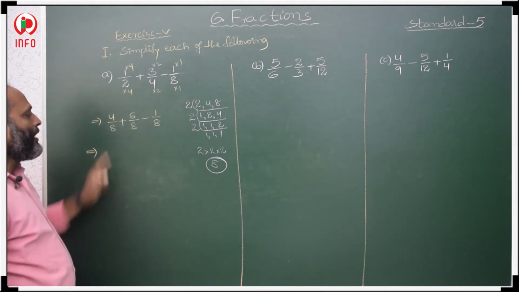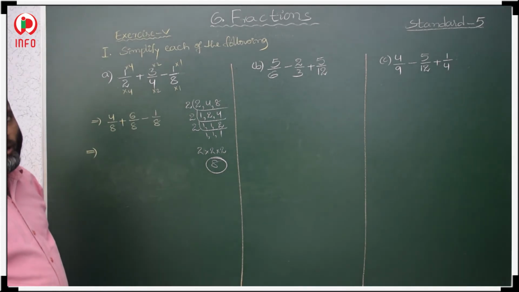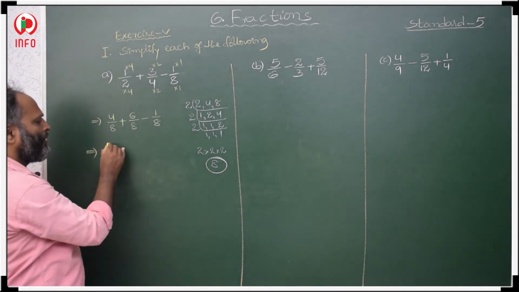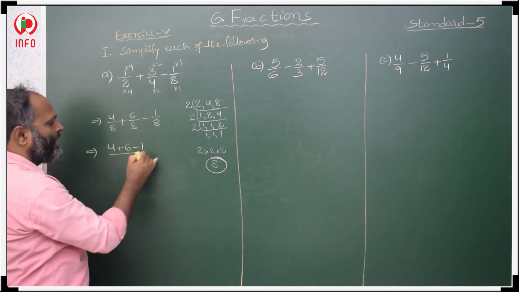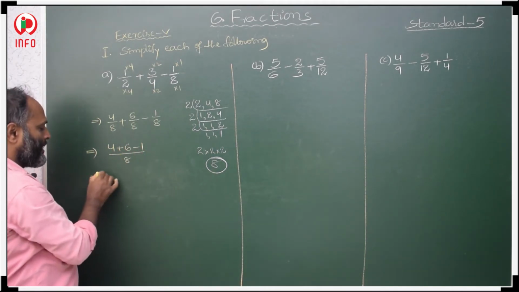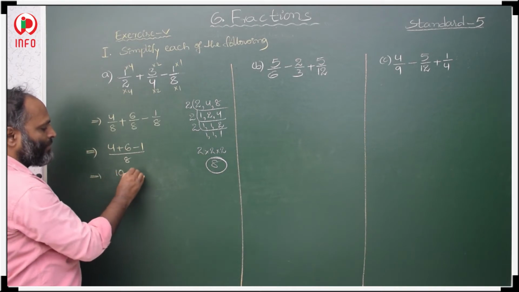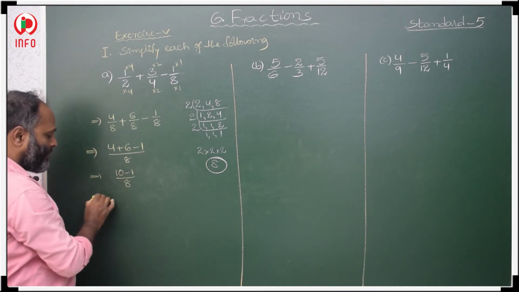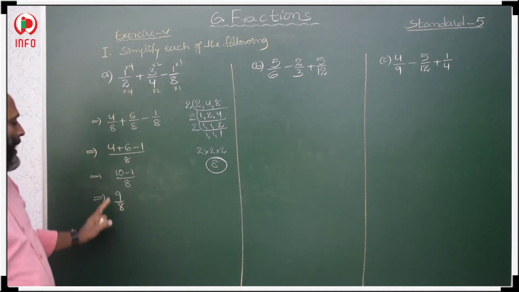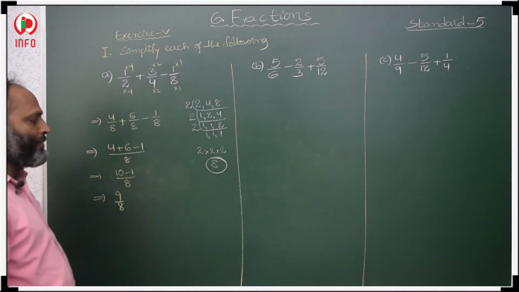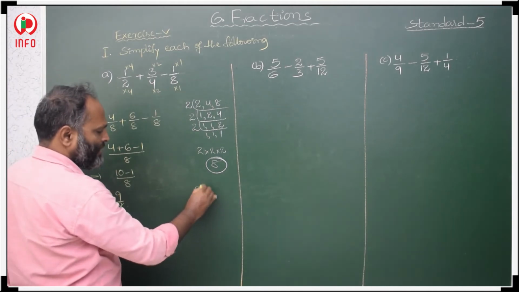Then all numerators we have to take along with the signs. 4 plus 6 minus 1 by common denominator. 4 plus 6, 10. 10 minus 1 by 8. 10 minus 1, 9 by 8. 9 by 8 is an improper fraction. So, we have to convert it into a mixed fraction.